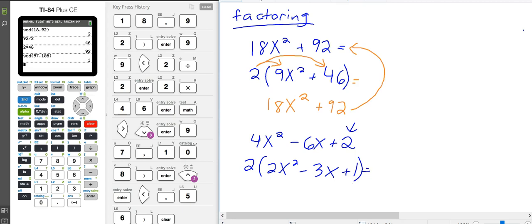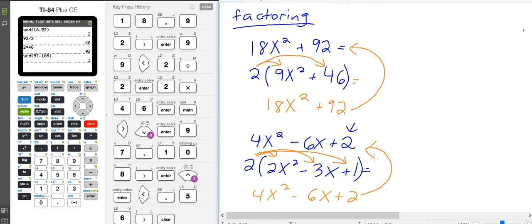And of course, we would always want to check and redistribute to make sure we got it right. 2 times 2x squared is 4x squared. 2 times negative 3x is negative 6x. 1 times 2 is 2. Since we got back to our original question, this is correct.